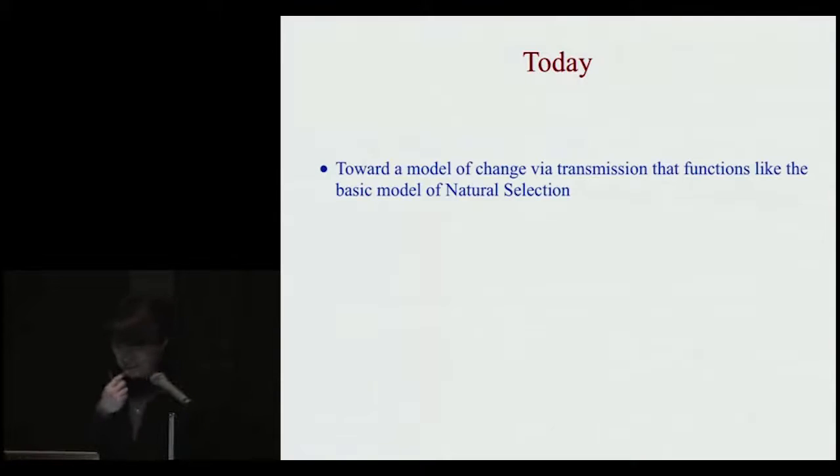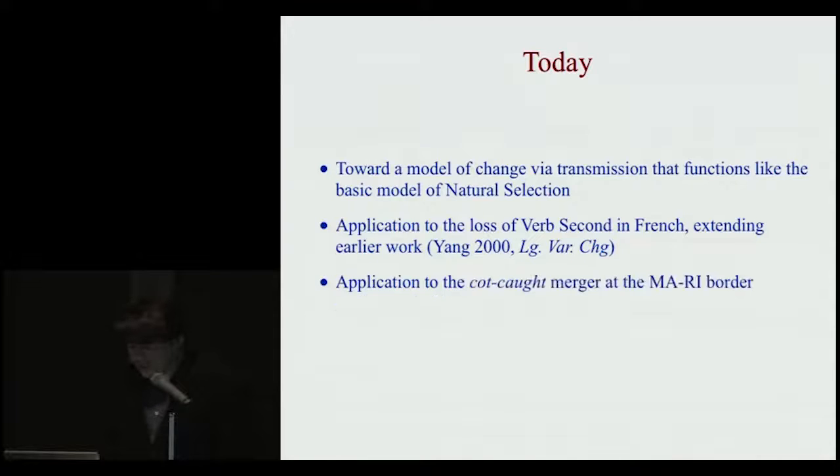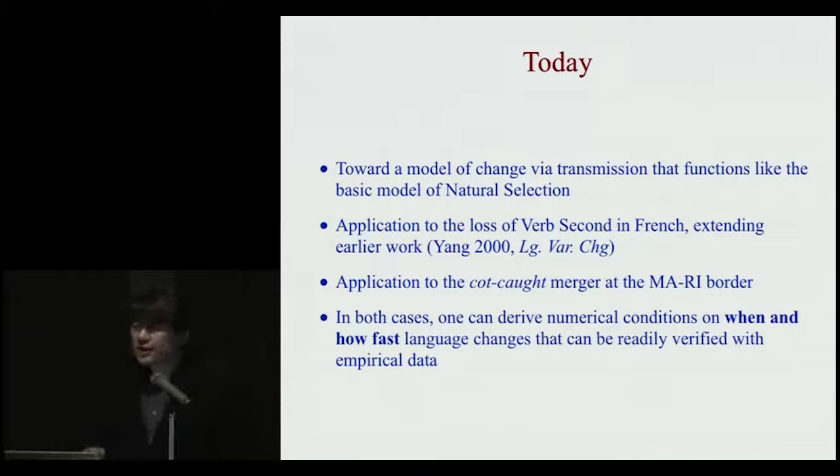So this is what I'm going to do today. Today I'm going to try to develop a model of change via transmission that more or less functions like the basic model of natural selection. And then we'll look at one particular case of the change in word ordering, extending some earlier work, the change in word order in French. That takes a long time to work. And then also a more recent one, namely this cod merger. In both cases, we'll show that you can actually predict when the change is going to occur, how long it's going to take the change to actuate in the population, and eventually why this change had to occur.